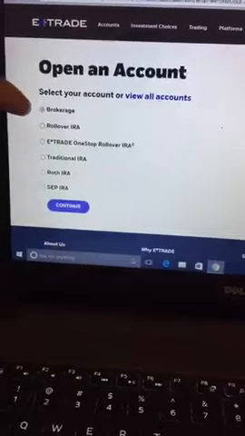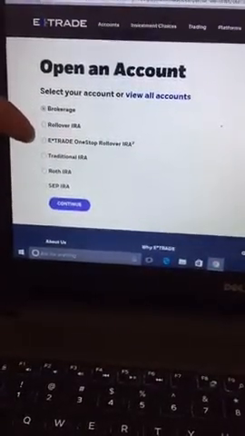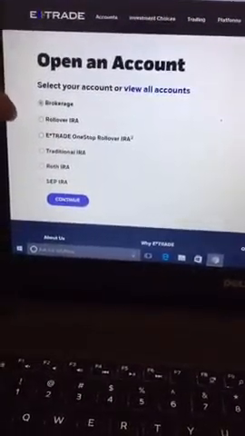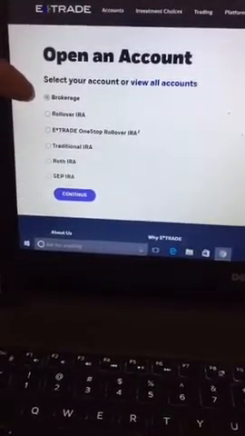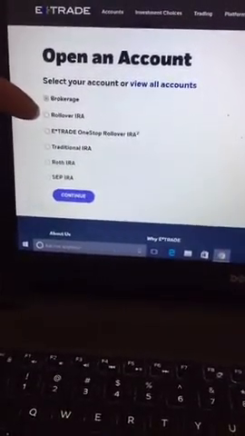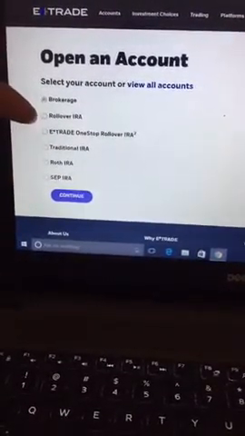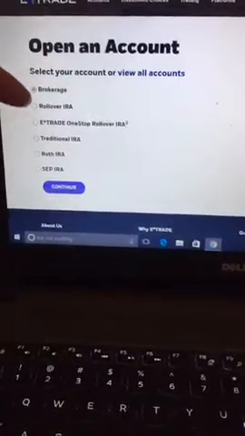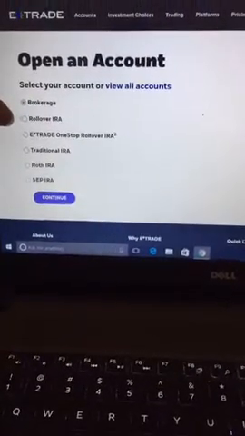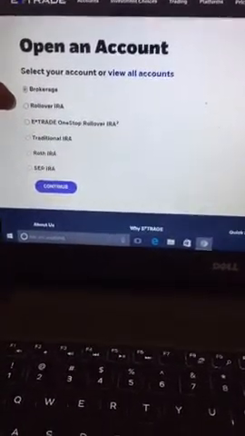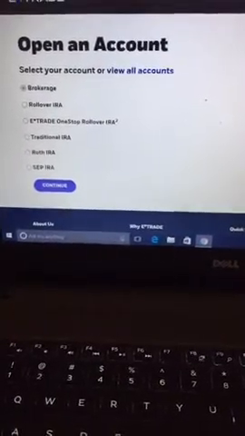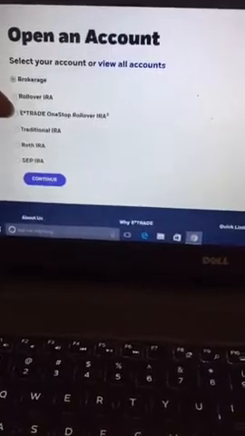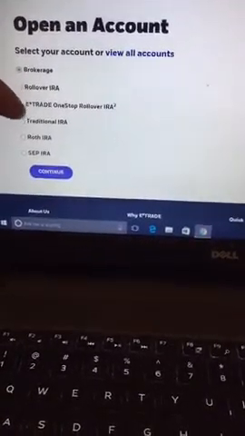So there's brokerage, rollover IRA, E-Trade one-stop rollover IRA, traditional, Roth, SEP. Brokerage is what I'm going to be doing today, just to show you. That's just so you can trade stocks. Rollover IRA is like, let's say you had an IRA at another firm and you wanted to roll it over into E-Trade. That's a rollover. Or let's say you had a 401k with a company, and you didn't work at that company anymore, and you wanted to roll it directly into an IRA with E-Trade. That's what a rollover IRA is. E-Trade one-stop rollover, I don't know what that is.